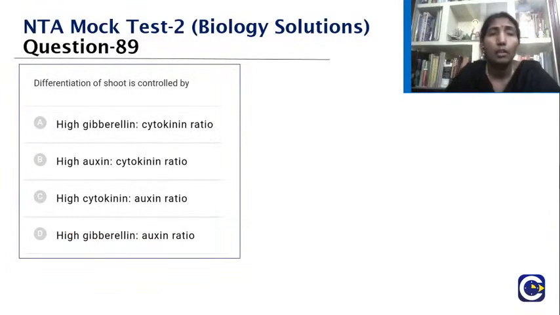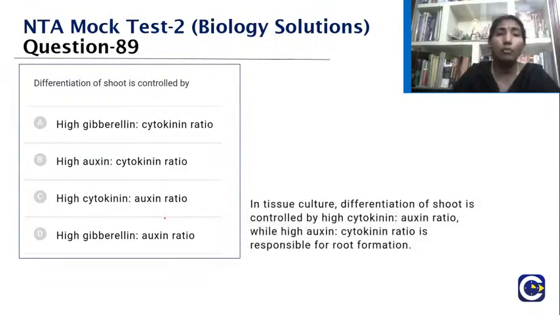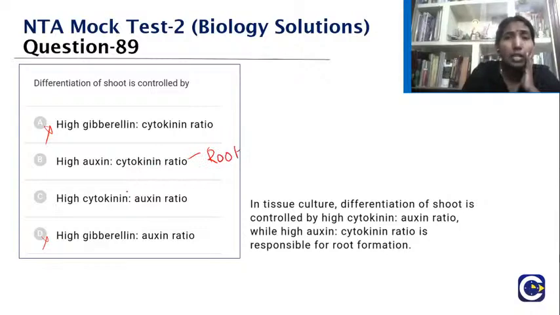Differentiation of shoot is controlled by high gibberellin to cytokinin ratio, high auxin to cytokinin ratio, high cytokinin to auxin ratio, or high gibberellin to auxin ratio. When it comes to the differentiation of shoot, mostly we know auxin and cytokinin are the ones that help. So you have to know this concept. It is not about gibberellin. When it comes to auxin and cytokinin, what about the cytokinin and auxin? It is for the shoot differentiation.